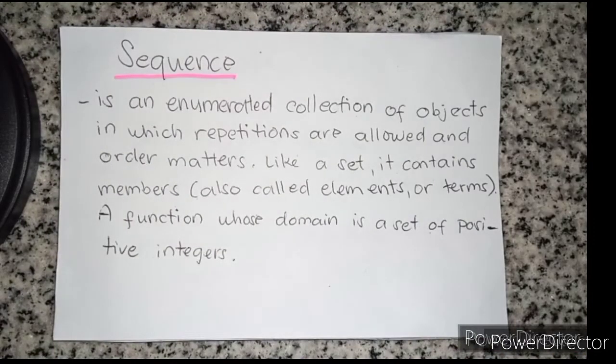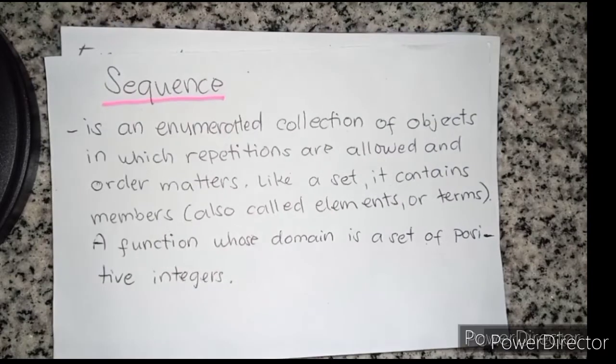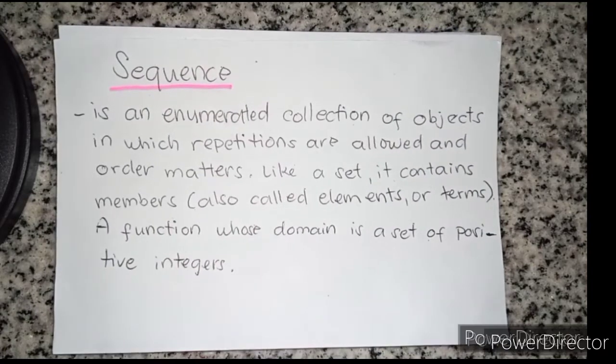First, we have sequence. Sequence is an enumerated collection of objects in which repetitions are allowed and order matters. Like a set, it contains members, also called elements or terms. It is also a function whose domain is a set of positive integers.